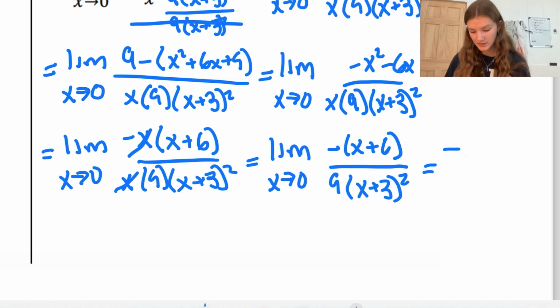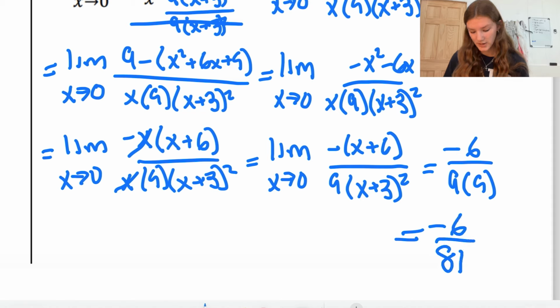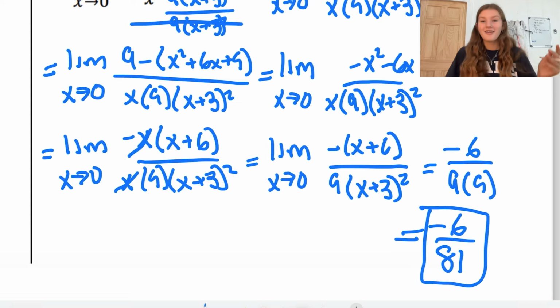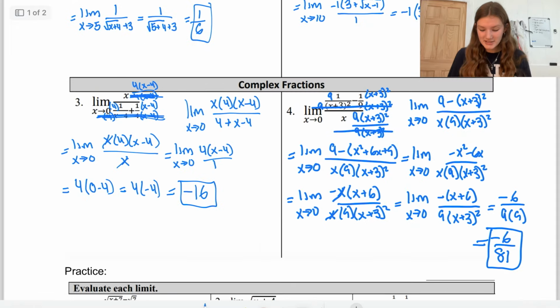Okay, plug in 0. Negative 6. 0 plus 6 is 6. 0 plus 3 is 3. Squared is 9. We have 9 times 9, which is equal to negative 6 over 81. Finally, okay, that's all you guys need to know.